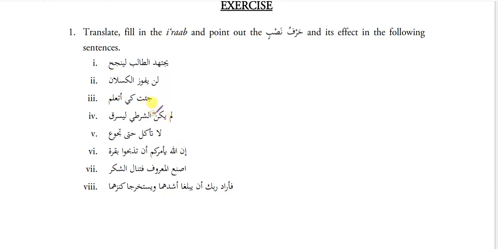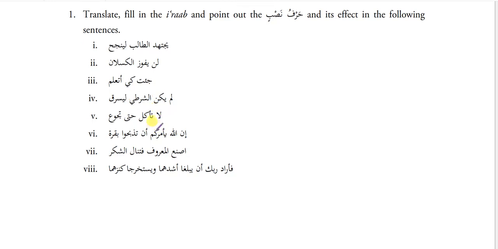Lam yakun, lam added on fe'l muzare gives sukun. Lam yakun ash-shurtiyu, the policeman was not there. Li yasraka, saraka yasruku, li yasruka. Yasruka means steal. There was no police, so he steals.